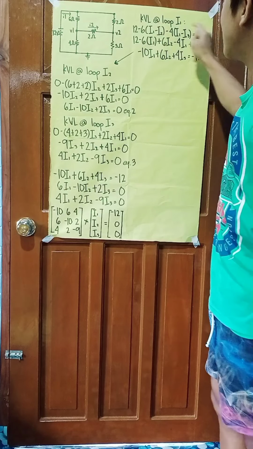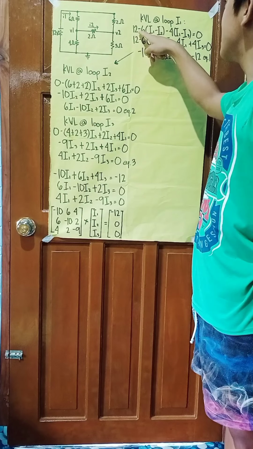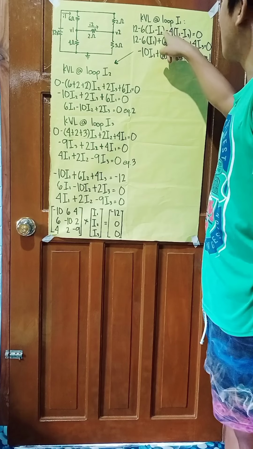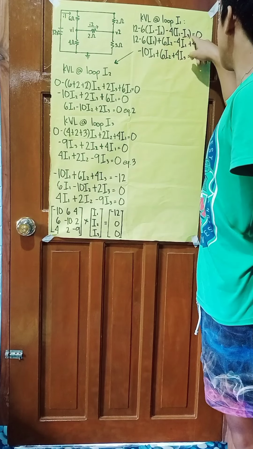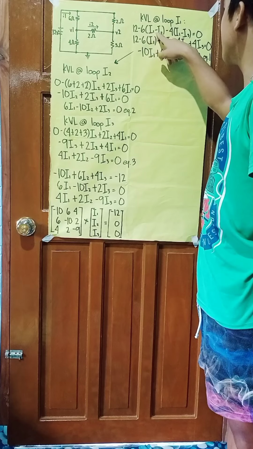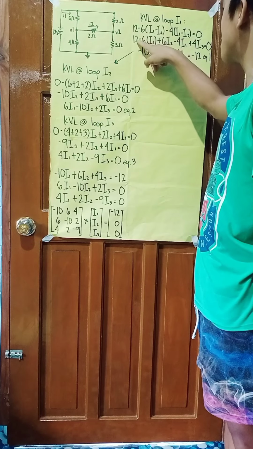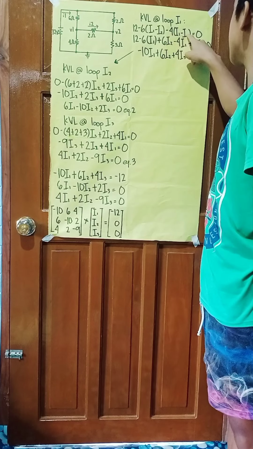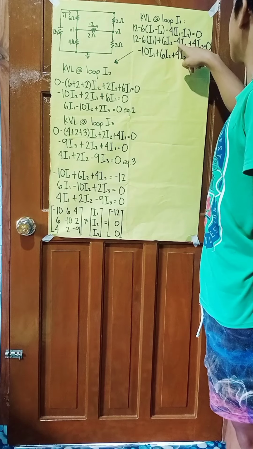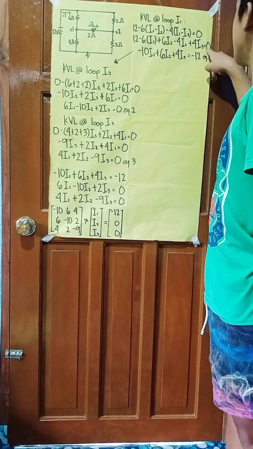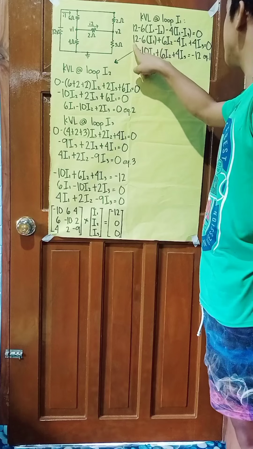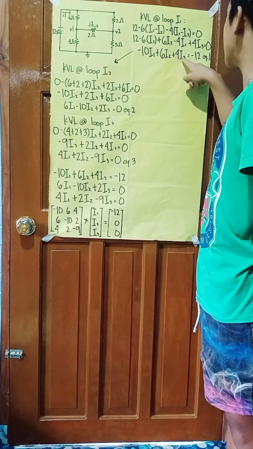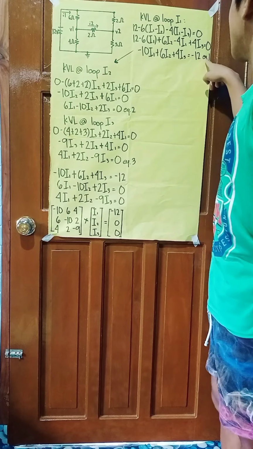I1. So the voltage is 12 minus 6 ohms times I1 minus I2 minus 4 ohms times I1 minus I3 equal to 0. So distribute the 6. So 12 minus 6 I1 plus 6 I2 minus, so distribute this 4. So negative minus 4 I1 plus 4 I3 is equal to 0. Then transpose the 12. So the answer is negative 10 I1 plus 6 I2 plus 4 I3 equal to negative 12. So this is the equation 1.